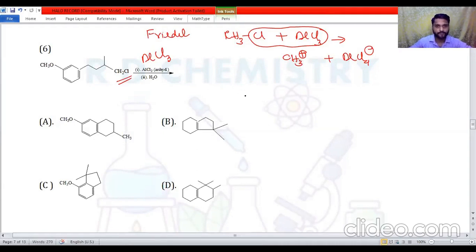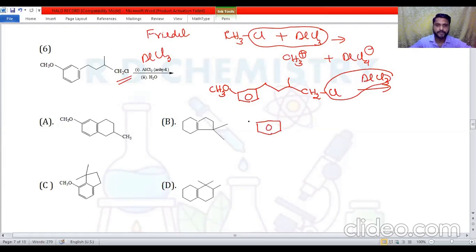Now what will happen in this case? Let me write in detail. We have a benzene ring attached to the methoxy, CH3O. Then we have 1, 2, 3, 4 carbons, then a CH2Cl. Treat with aluminium chloride, so it will take up the chlorine atom to give a benzene ring attached to OCH3, then 1, 2, 3 methyl group, then CH2 plus. This is a primary carbocation because this carbon is attached to only one carbon directly.